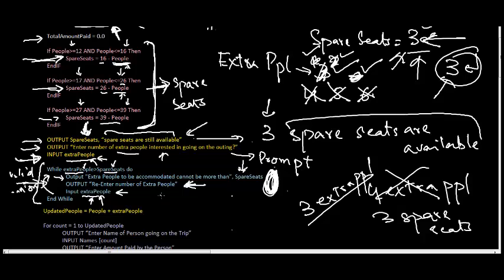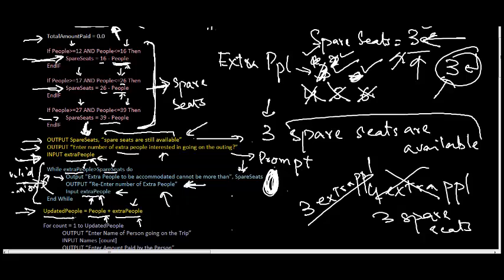So this is where we are doing validation, right? Once the number of extra people has been validated, meaning once the user has provided a valid value for extra people, we come to the next step. In the next step, we are calculating the updated number of people. And the updated number of people includes what? The people that were already willing to go on the trip, which was calculated in task 1. Together, the people from task 1 and these extra people that have just been input make up the new number of people that are now willing to go on the trip.